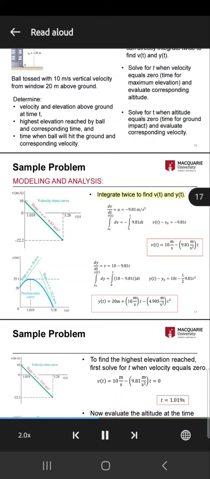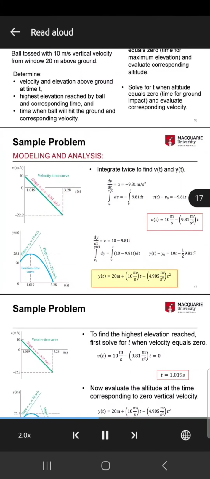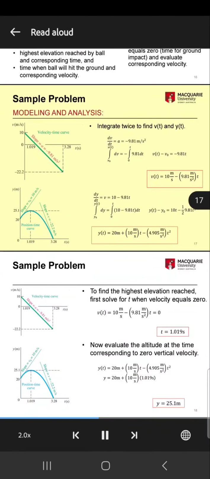Sample problem. Integrate to define v of t and y of t. v of t equals 10 m/s minus 9.81 m/s squared times t. y of t equals 20 meters plus 10 m/s times t minus 4.905 m/s squared times t squared.